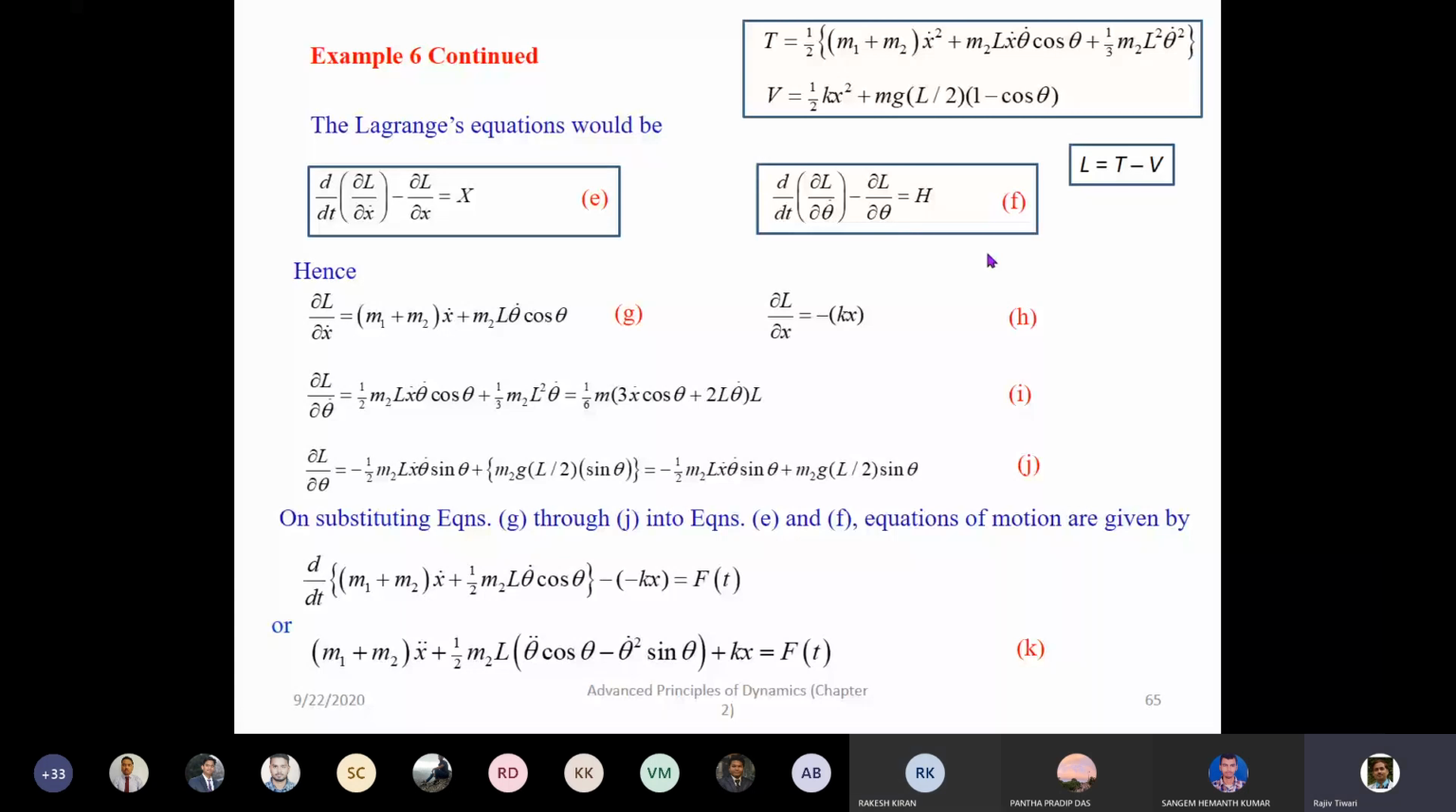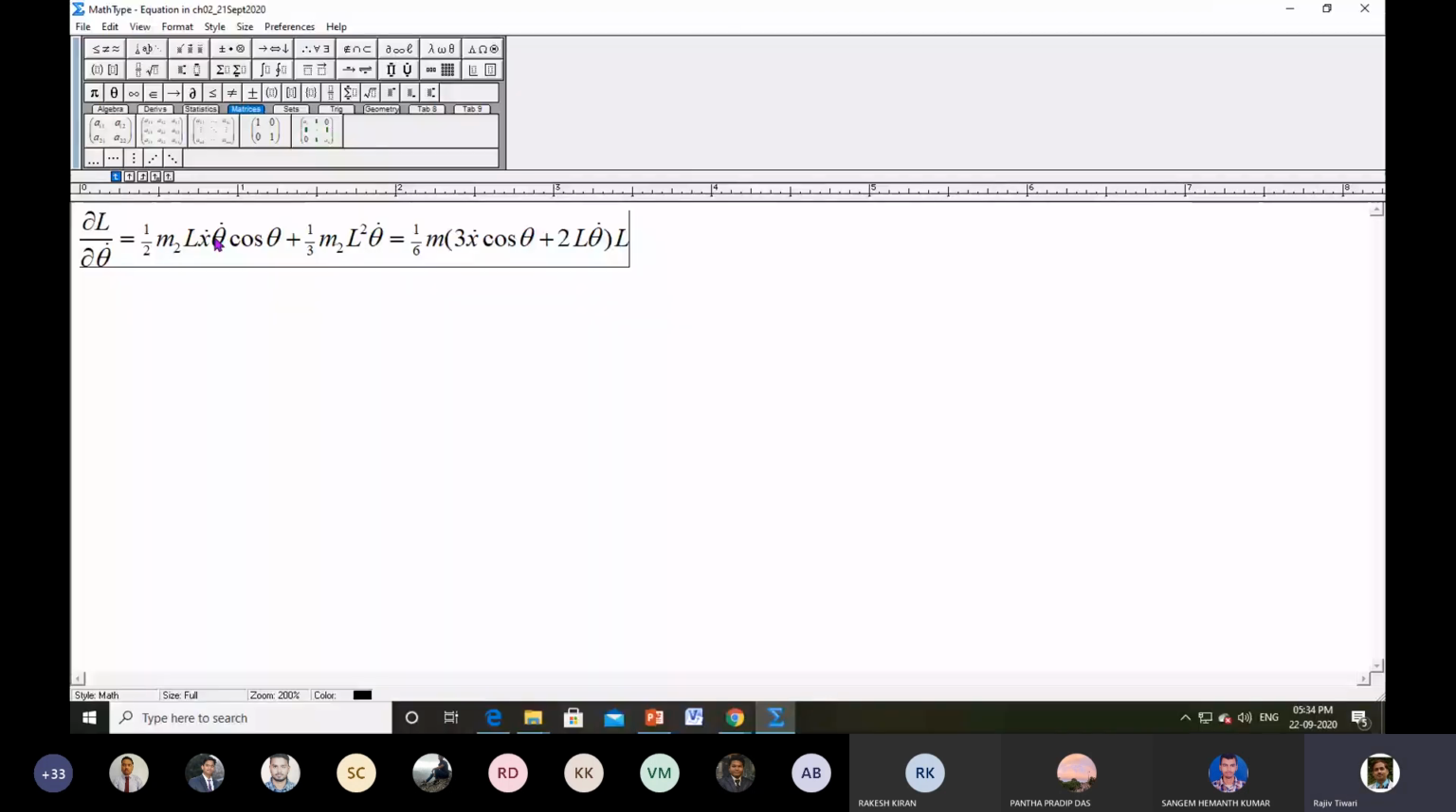So here you are differentiating T minus V with respect to theta dot. So this is not contributing anything. This will contribute. The theta dot should not be there. I think there is a typo here. This should not be there.